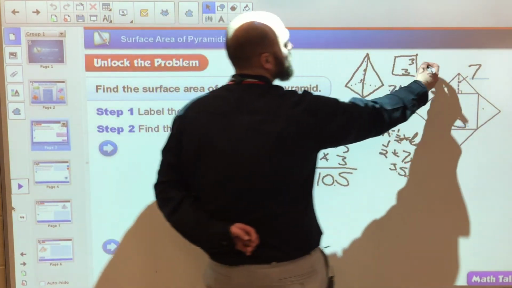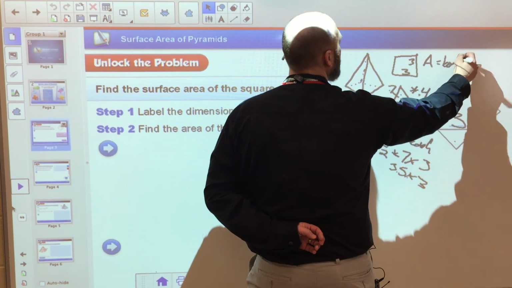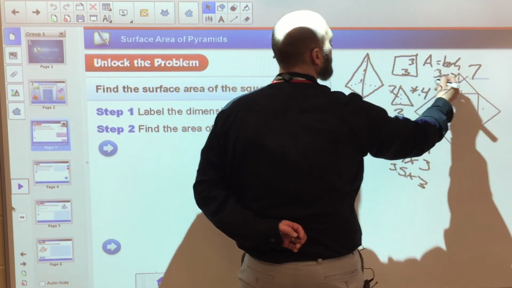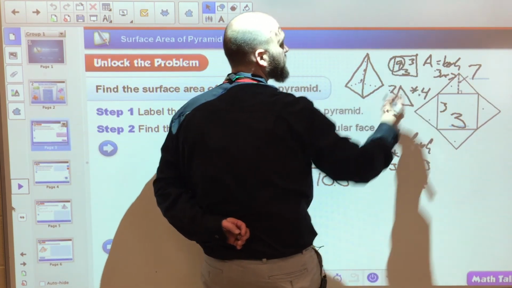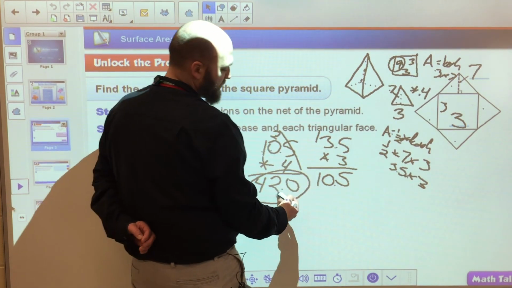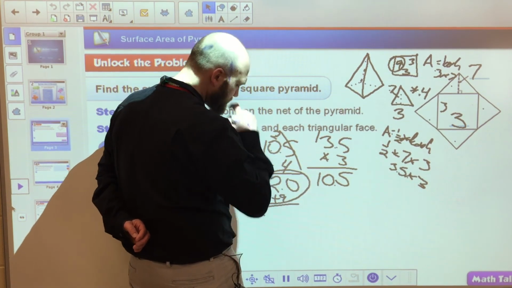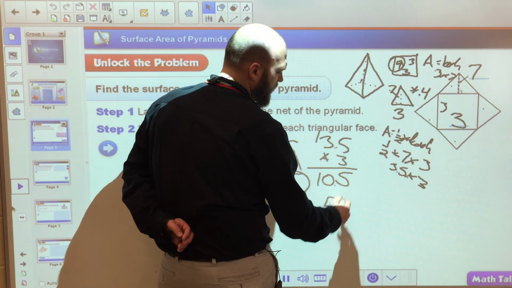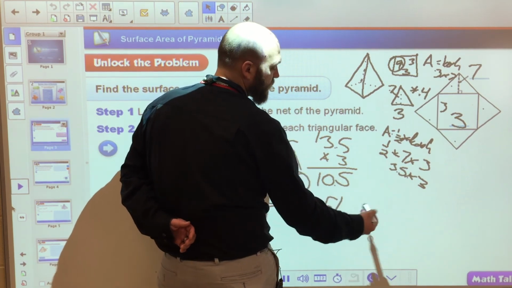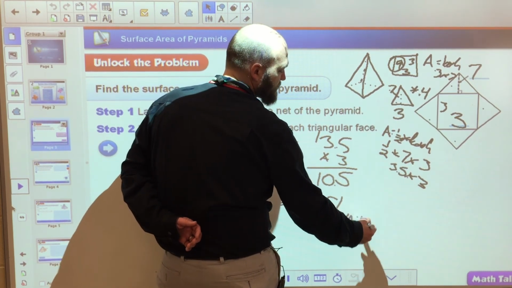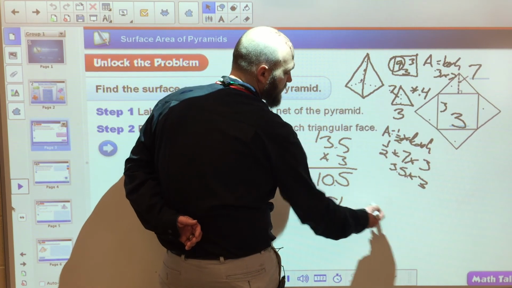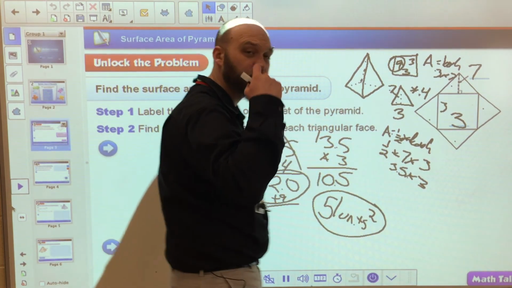Now I know what all 4 of my triangles will equal, so I need to know what my base is. Well, area equals base times height, 3 times 3, or 9, right? So now I need to take my 42, and I'm going to add my 9 to it, and I realize that I get 51 as my area total. And so this doesn't have an actual unit to it, so I'm going to call it units squared. So there's our surface area.